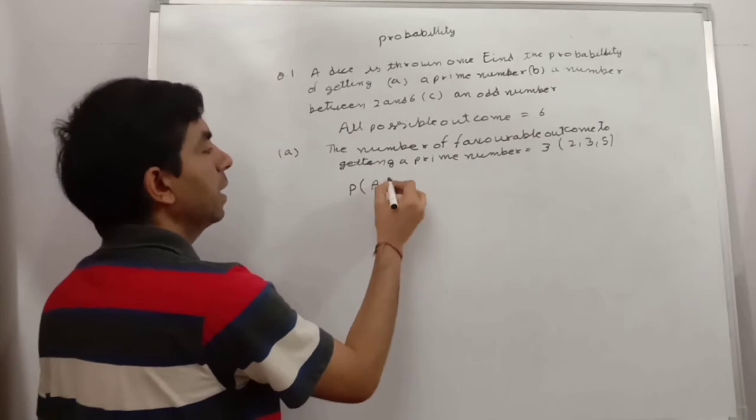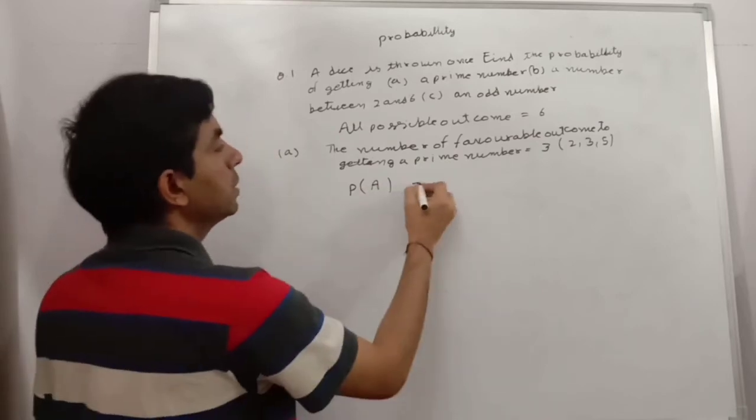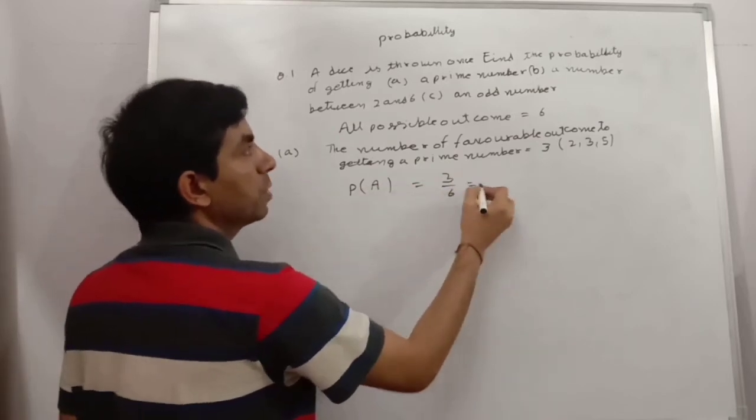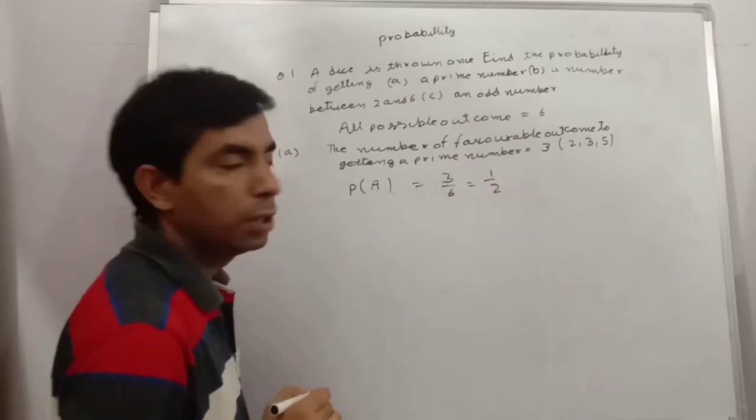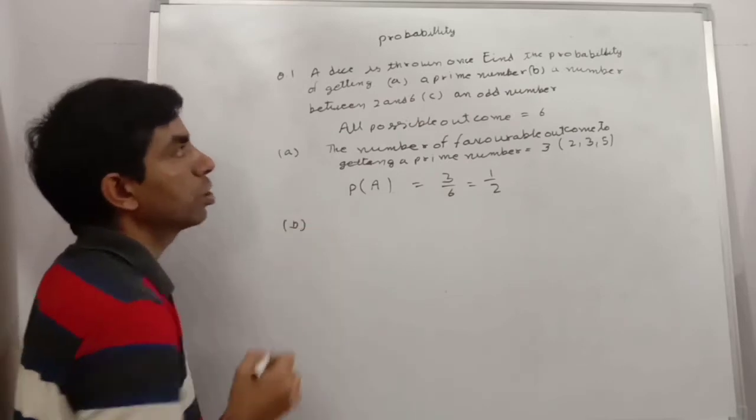Then probability we can represent by any one alphabet, and for getting a prime number I represent it here by only one alphabet. P(A) is equal to 3 upon 6. Here both numbers are divided by 3. Then our answer is 1 upon 2. Similarly, we can find the solution of B.